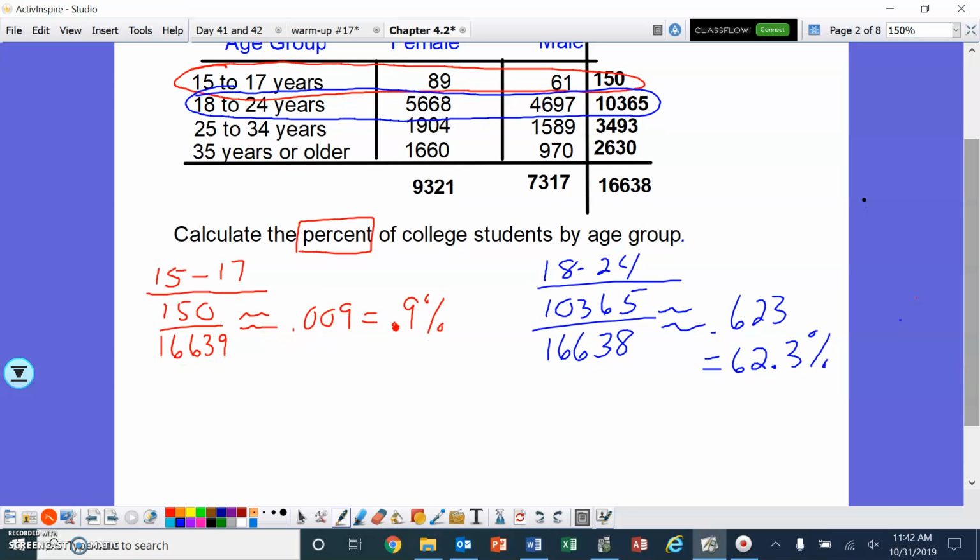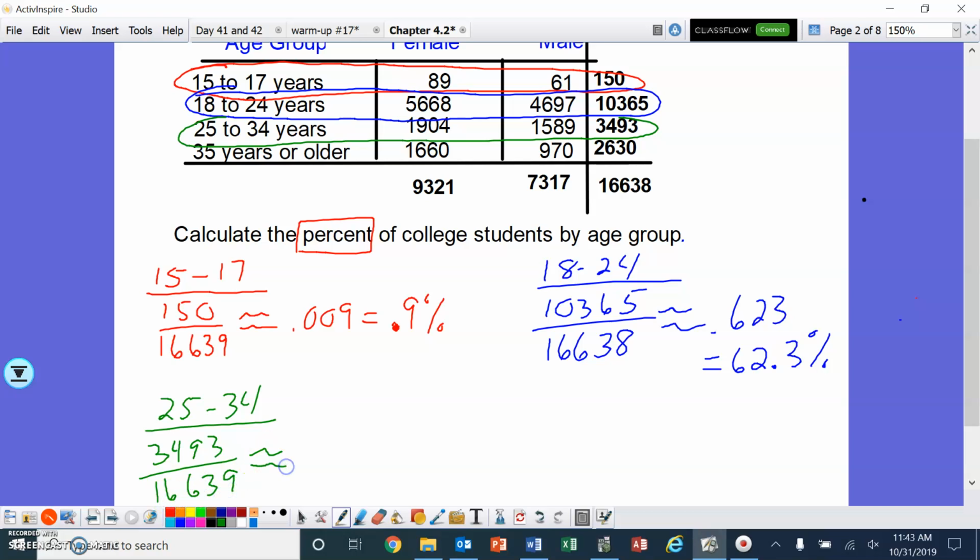All right, the next age group. So now we're going to do the 25 to 34-year-olds. 3493 divided by the 16,639. All right, type that in. That's going to be approximately 0.21 or 21%. And then the last one, 35 years or older.